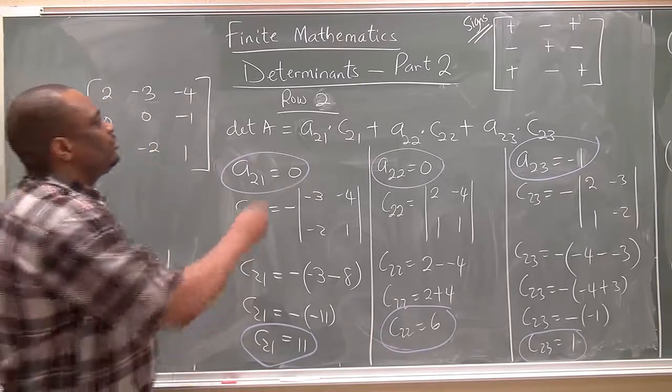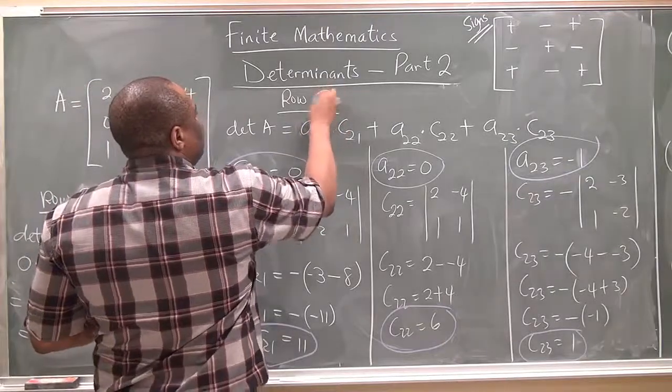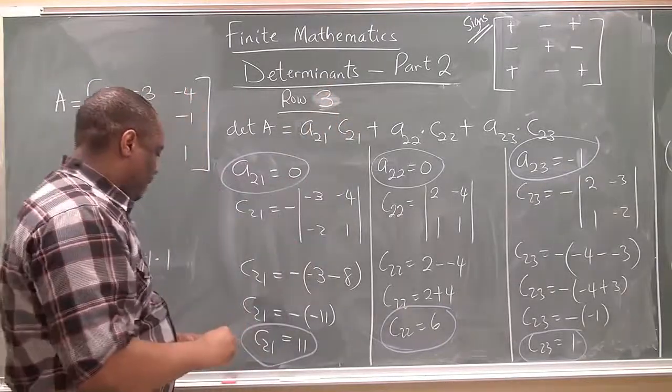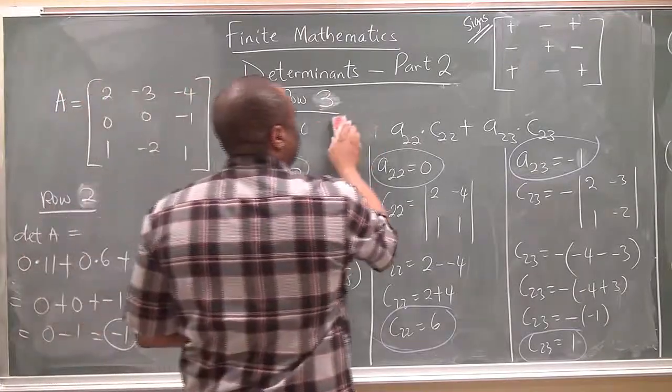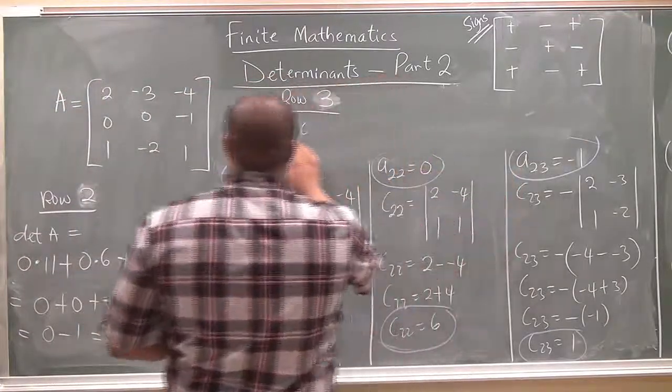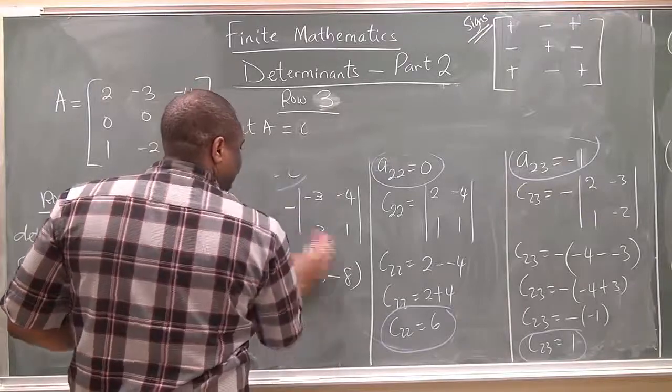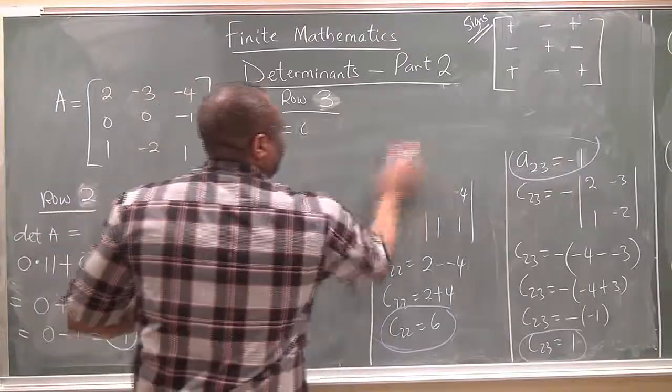Okay, now let's go to row 3. Let's do row 3. For row 3, we still follow the same procedure.